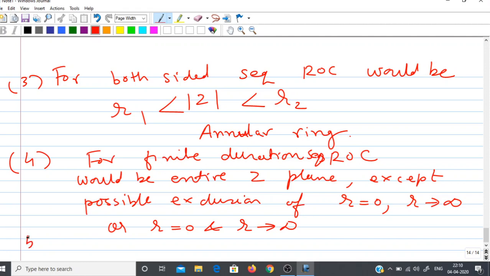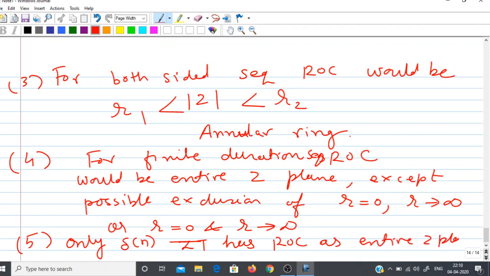And the fifth point, which is also important: which sequence has the entire Z plane as ROC without this exclusion of R equals 0 and R equals infinity? Only the unit impulse delta n. Only the Z transform of delta n has the ROC as the entire Z plane. So these are the 5 important conclusions regarding ROC.